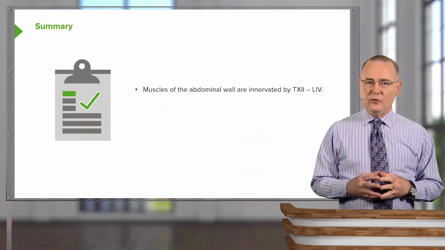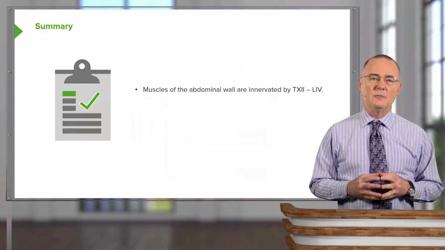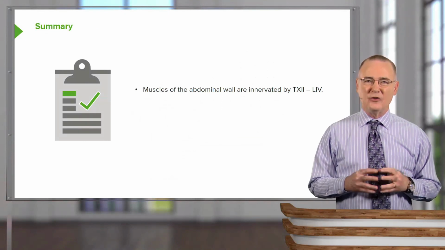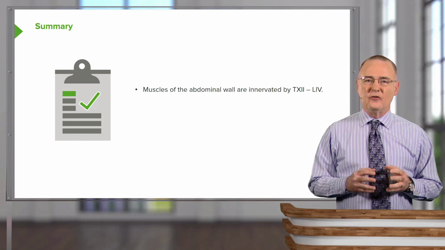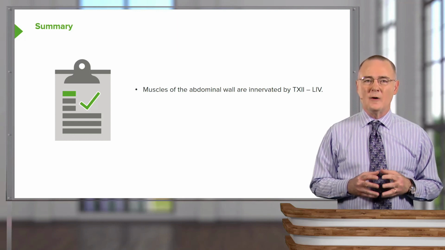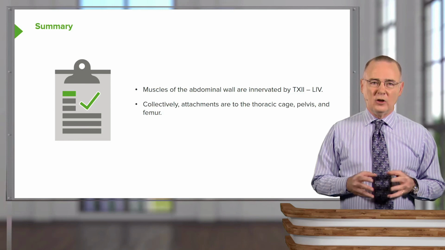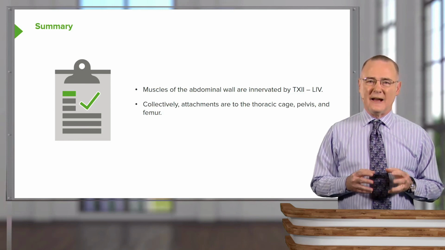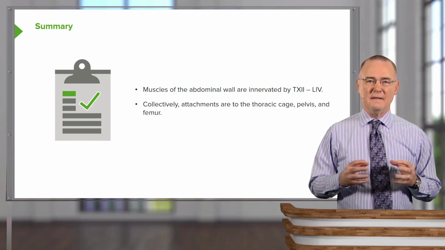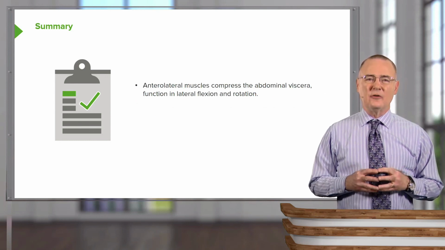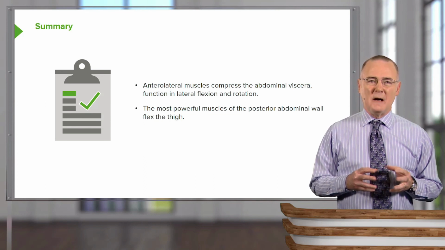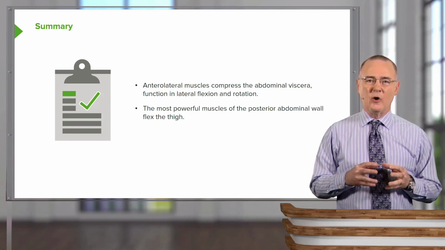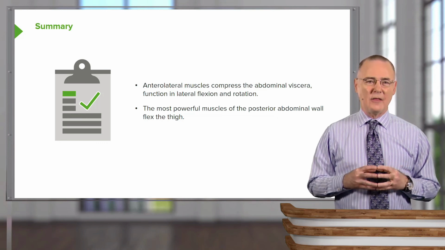That now brings us to the important take-home messages from this presentation. First, the muscles of the abdominal wall are innervated by anterior rami from levels T7 all the way down through L4. Collectively, attachments are to the thoracic cage, pelvis, and femur. Anterolateral muscles compress the abdominal viscera and function in lateral flexion and rotation. The most powerful muscles of the posterior abdominal wall, the psoas major and iliacus, flex the thigh.